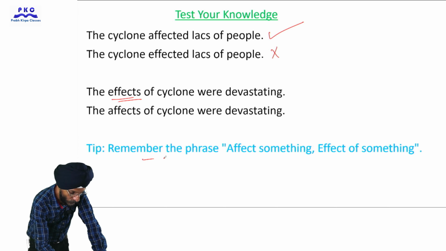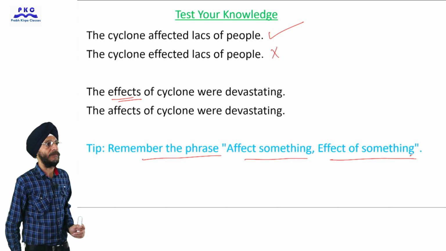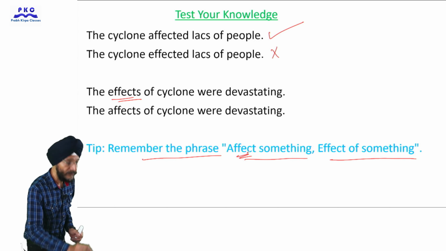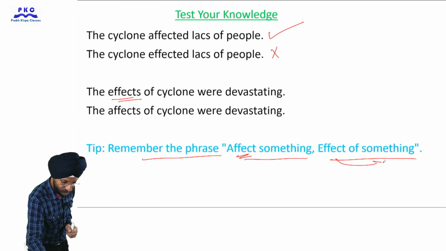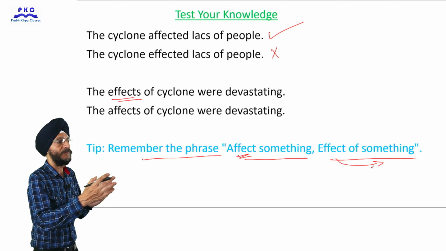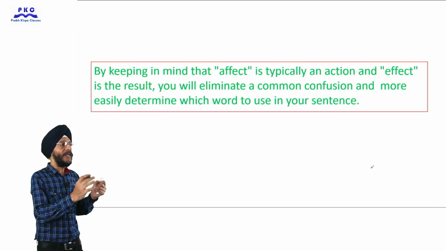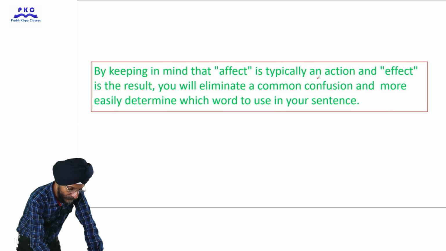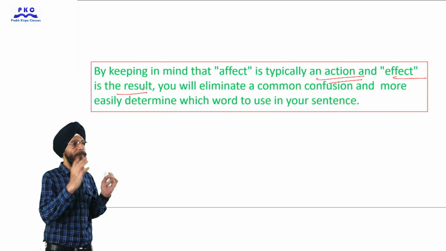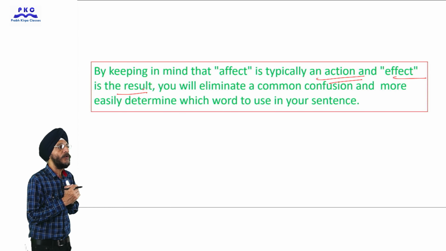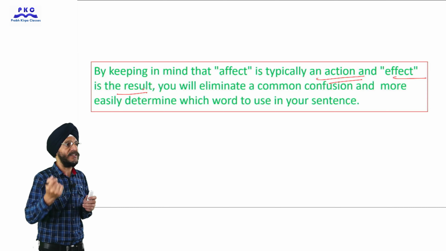So here is a tip to remember the phrase: affect something, effect of something. That is, affect influences others, something, and effect is the effect of something, it is the result of something. By keeping in mind that affect is typically for action and effect is the result, you can eliminate a common confusion and you can properly use these two words while writing these sentences.